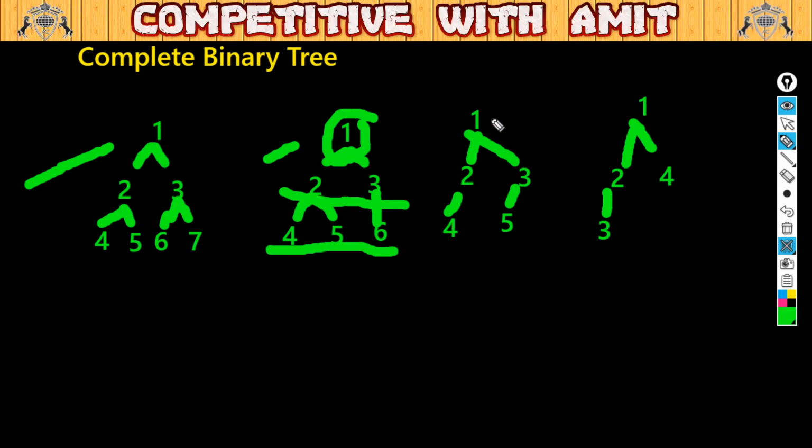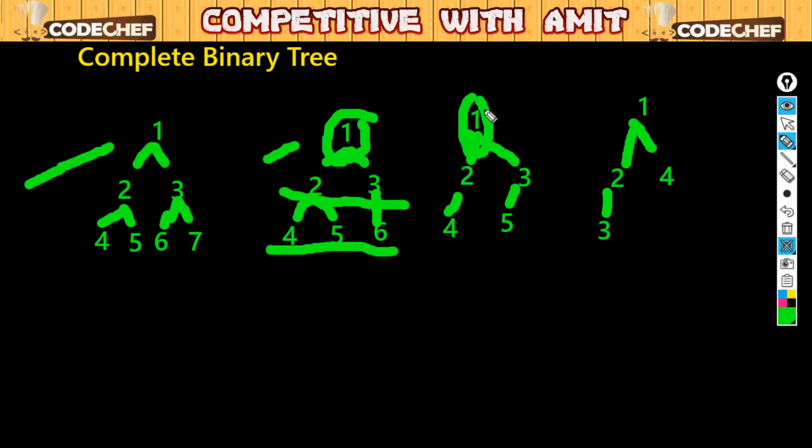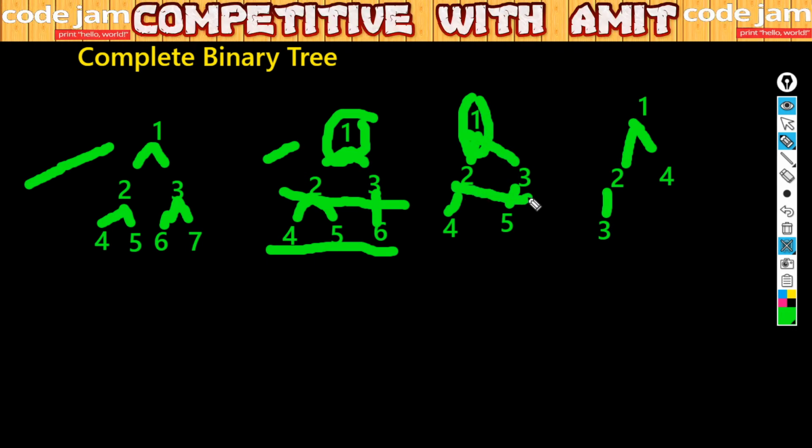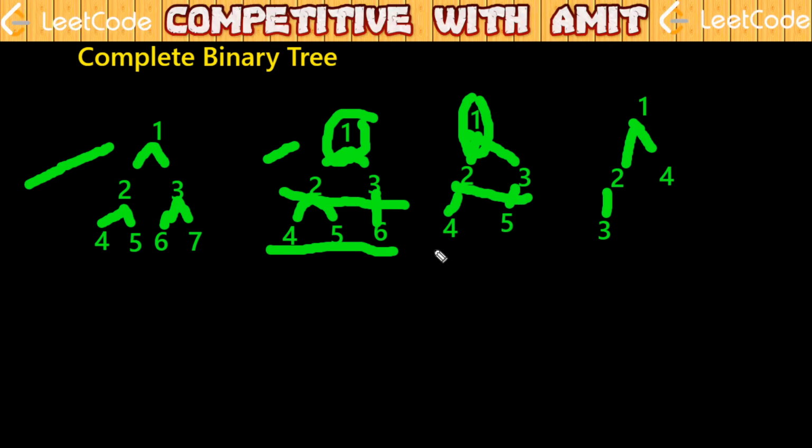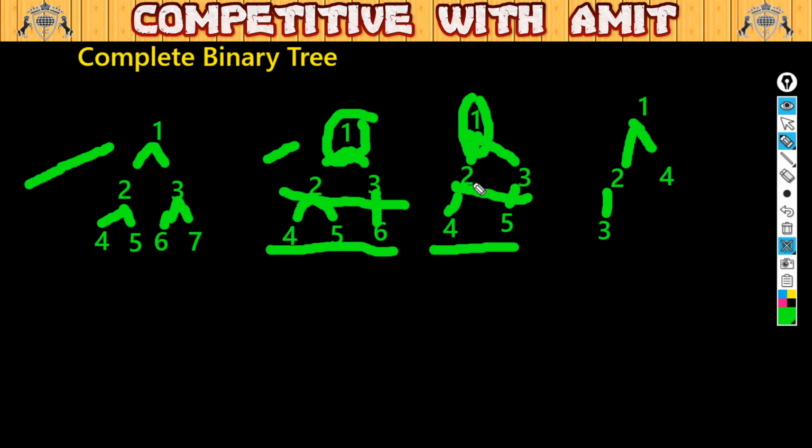In this case also, here we have the 0th level or first level. Here it is complete. Till here it has two nodes, so it is also complete. Now here we have both having one node. So till here we have a complete binary tree in this example also.